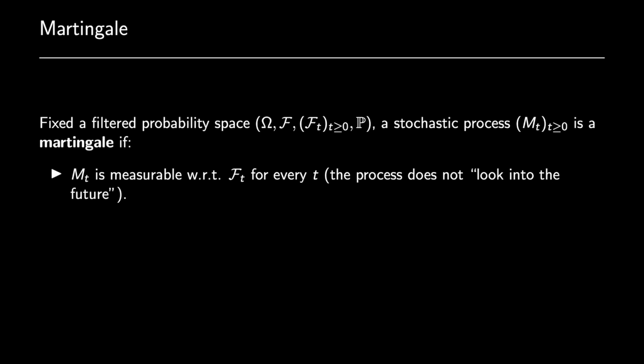First property, the process must be adapted to the filtration. Intuitively, this means that M(t) does not see into the future. Its value at time t can only depend on the information available up to time t and not on information from later times. Second property, integrability. This means that the expectation of the absolute value of M_t is finite for every time t.